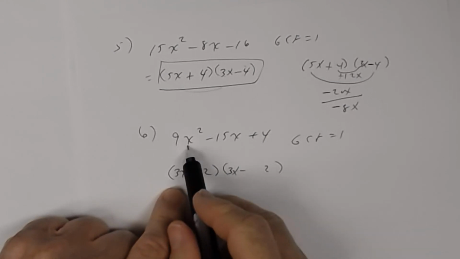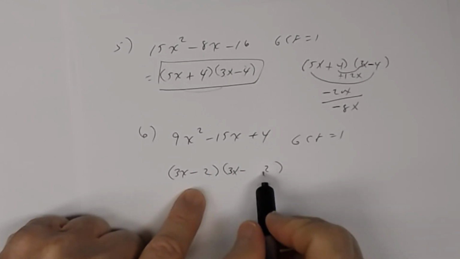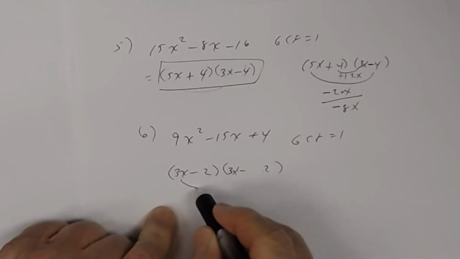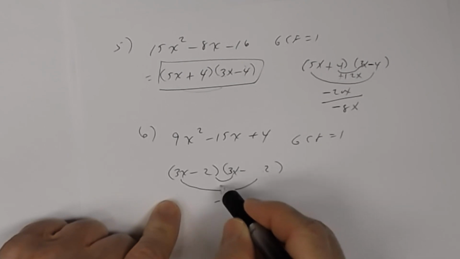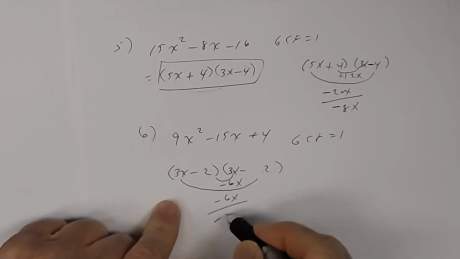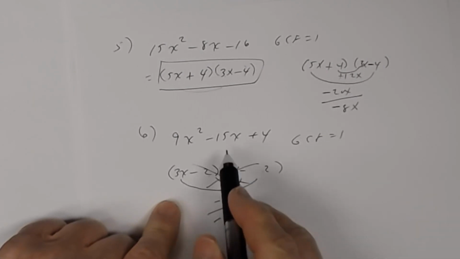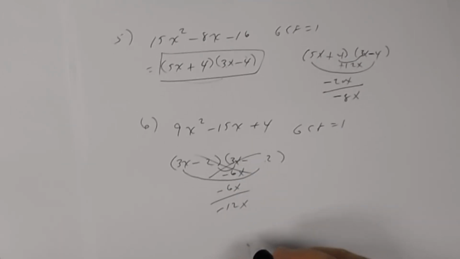3x times 3x is 9x squared. A negative 2 times a negative 2 is a positive 4. Now let's do the outer. The outer is negative 6x. The inner is also a negative 6x, so I get negative 12x. That's not what I wanted. I wanted negative 15x. So let's try something different.